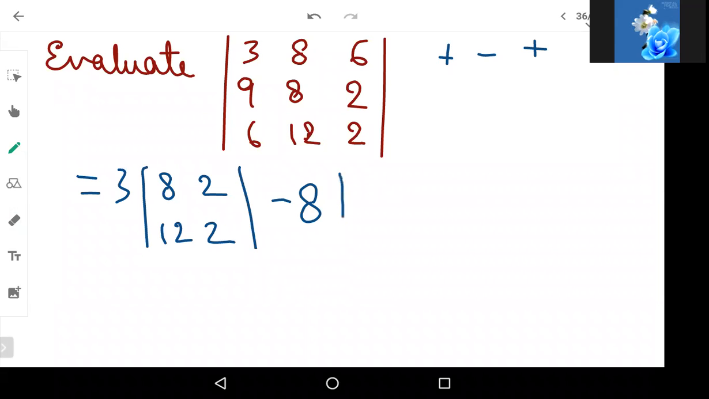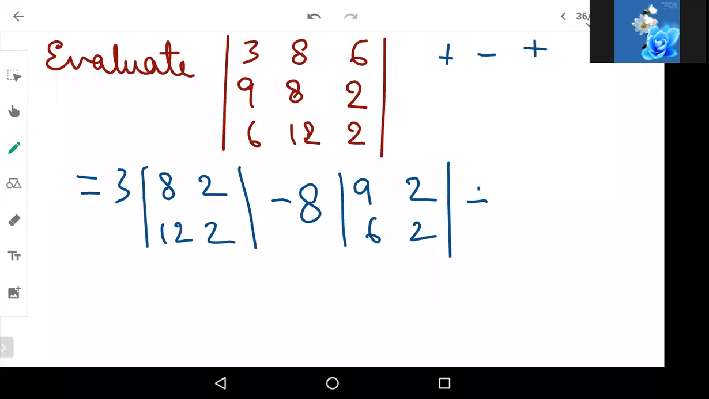Now here which matrix should I get? 6, 2, 9, 2. It's in the reverse order. Don't reverse the order of the matrix. Don't take the third row to the second row. 9, 2, 6, 2 is correct. Good. So 9, 2, 6, 2.